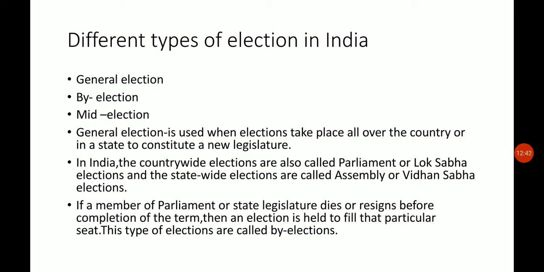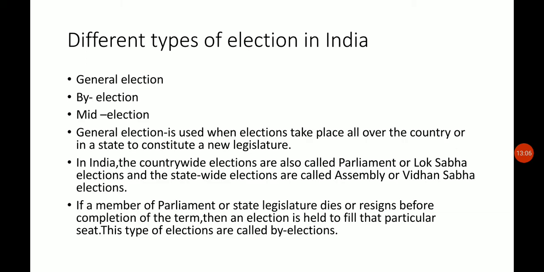Here the general election is used when an election takes place all over the country or in a state to constitute a new legislature to make laws. Okay, legislature here means the body that makes laws. So a general election is used when the election takes place all over the country or in a state to constitute a new legislature, and it is seen in many areas in India.